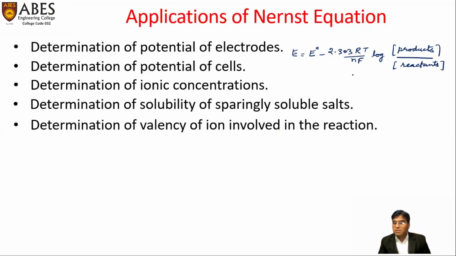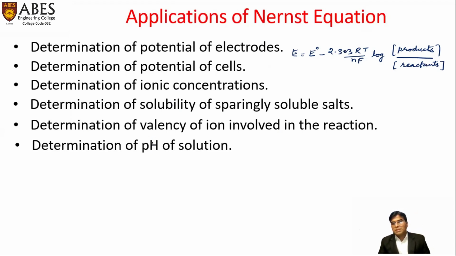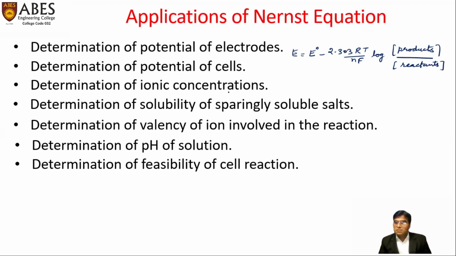In the denominator, we see that there is the term n, which represents the number of electrons participating in the reaction. So the valency of an ion can also be calculated with the help of the Nernst equation. The pH of the solution depends upon the concentration of H+ ions. So it can also be used to calculate the pH of the solution if H+ ions are involved in the cell reaction. The E value represents the feasibility of the reaction. If it is positive, then it will show the spontaneity of the reaction or the feasibility of the cell reaction.